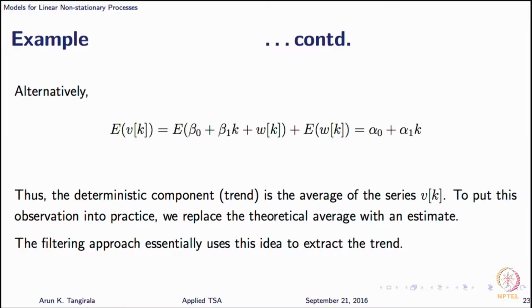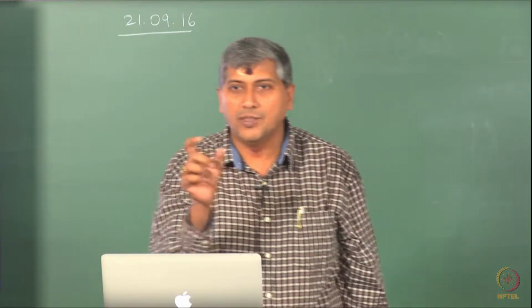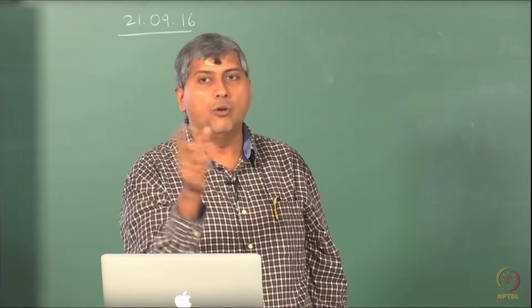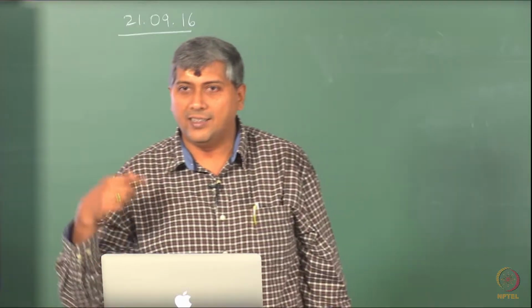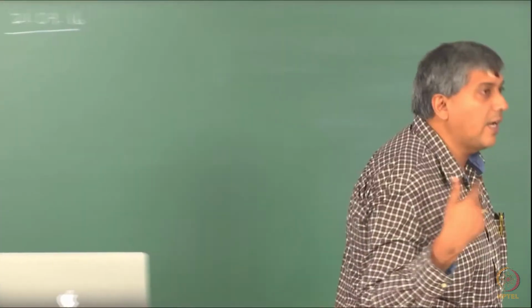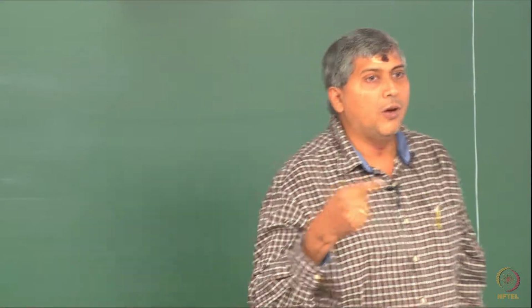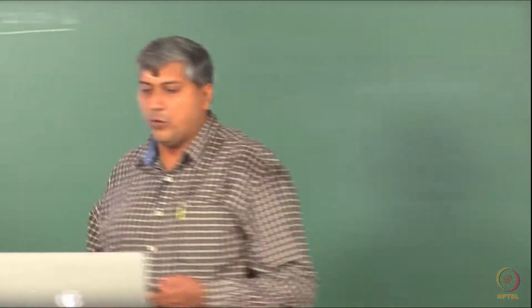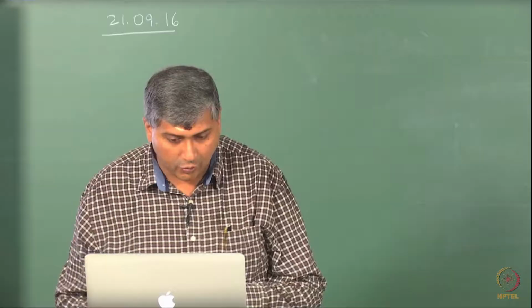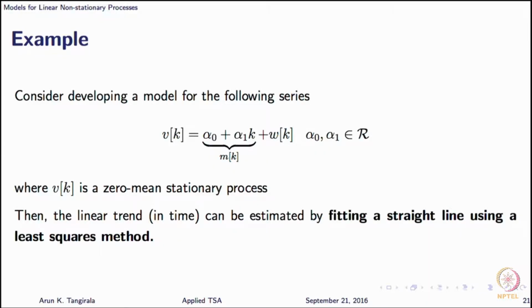What is done in practice is you take the sample mean of the series, but not of the full series because your mean is changing with time. You take a window of data and compute the sample mean, and of course, that window length is a user-defined parameter. So, you take local averages and generate these alpha naught plus alpha 1 k. In this kind of an approach, we do not estimate alpha naught or alpha 1. I just want this component. If you go back to the notation that we have used, I just want this m k, that is all. I have V k being expressed as m k plus w k.